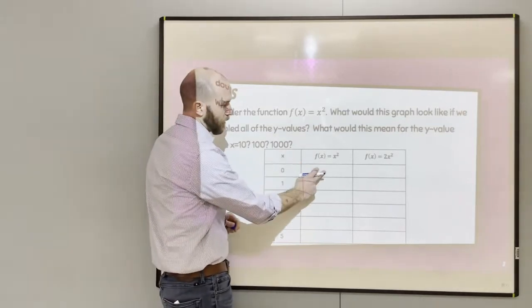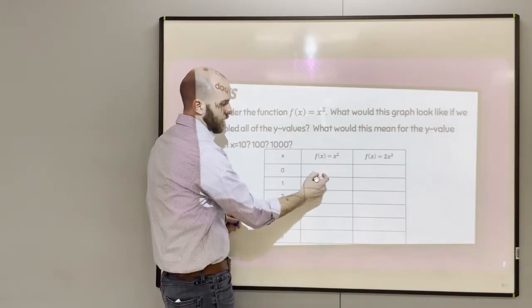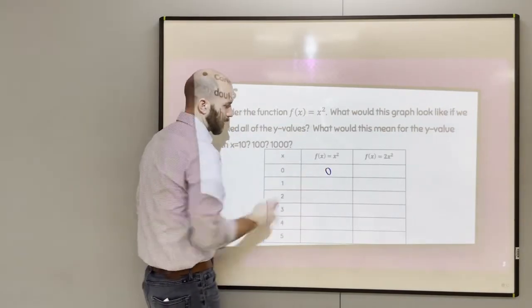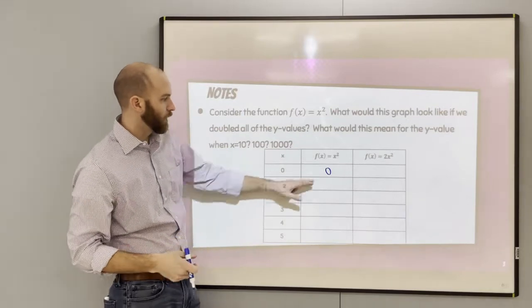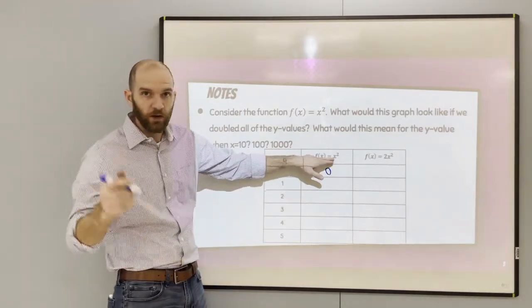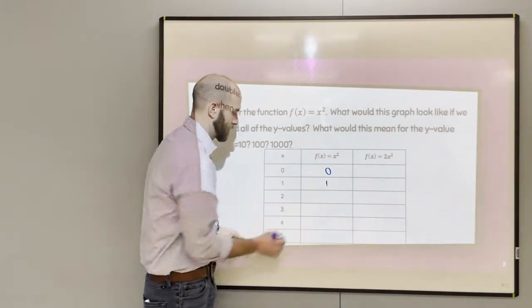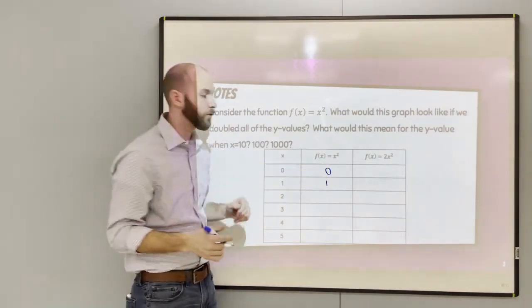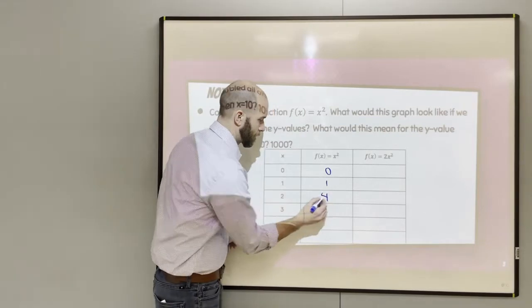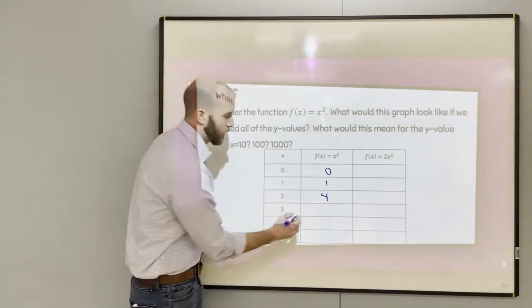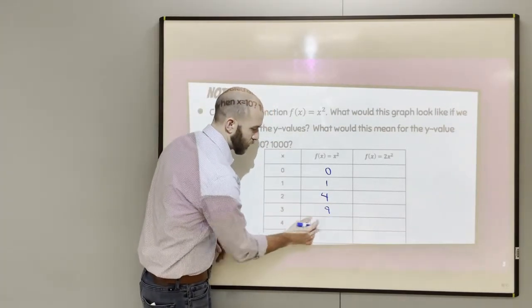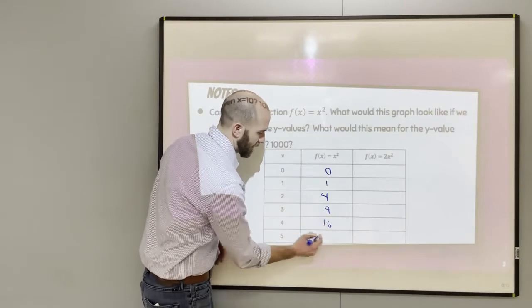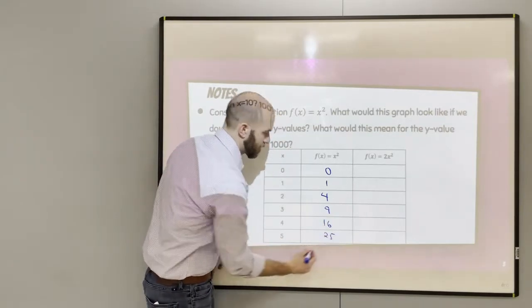So when x is 0, our function value of x squared is also 0. 0 squared is 0. When x is 1, the function value is 1. 1 squared is 1. When we substitute 2 in for x, we get our function value of 4. 2 squared is 4. When we put in 3, we get 9. 3 squared is 9. 4 squared is 16. And 5 squared is 25.